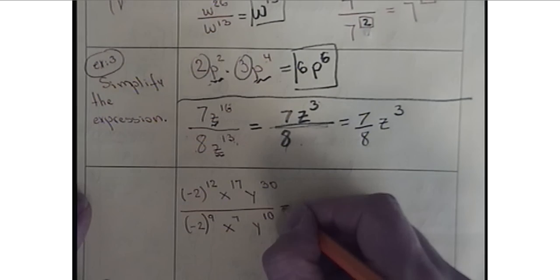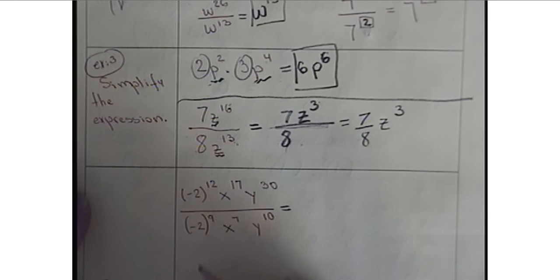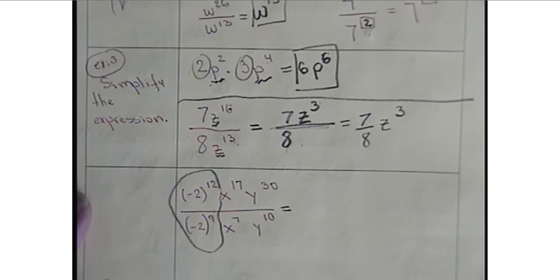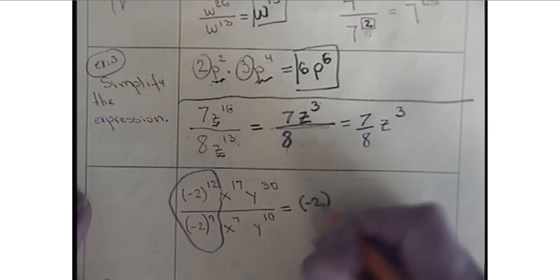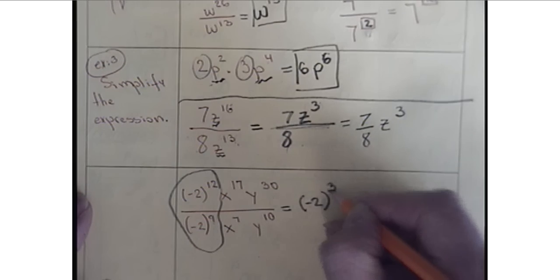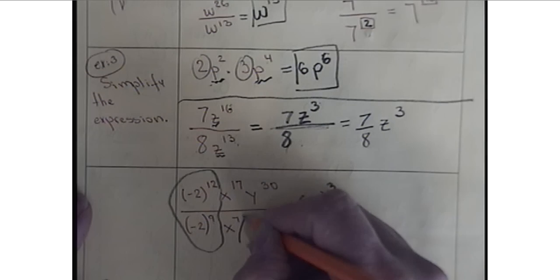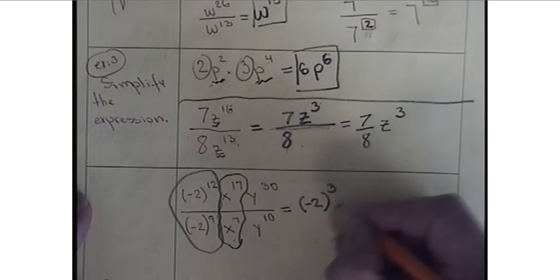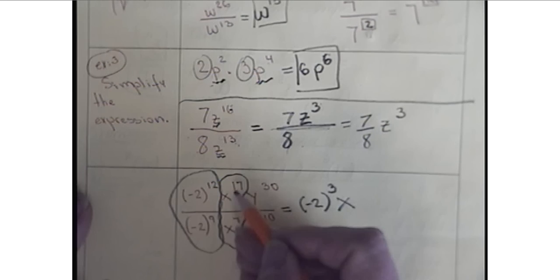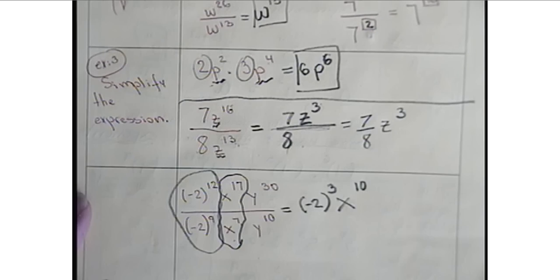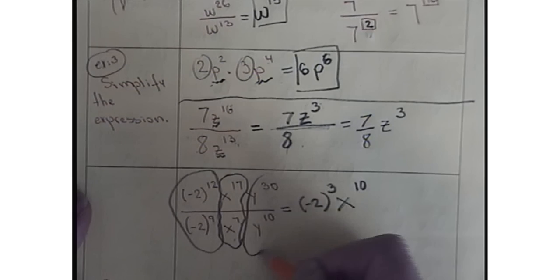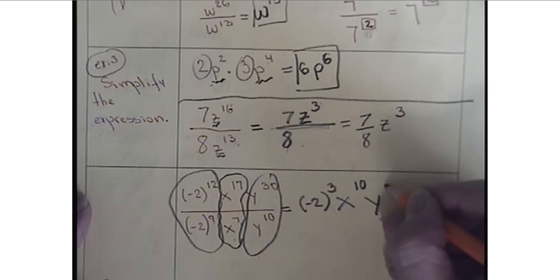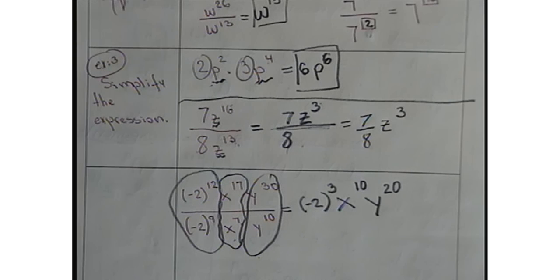This will be equal to, what do we have now? Negative 2 to the 12th, negative 2 to the 9th. So this will be one power with the same base. And I'm going to put negative 2. 12 minus 9 is 3. Then look at the next power base that is the same. X to the 17 over x to the 7. So again, base x, and 17 minus 7 will be 10. And the last one is y to the 30th over y to the 10th. So same base, 30 minus 10 will be 20. And that will be my final answer.